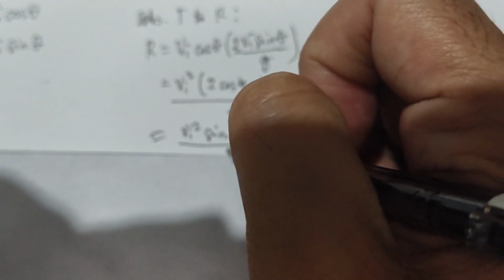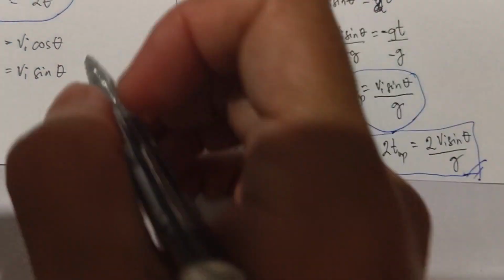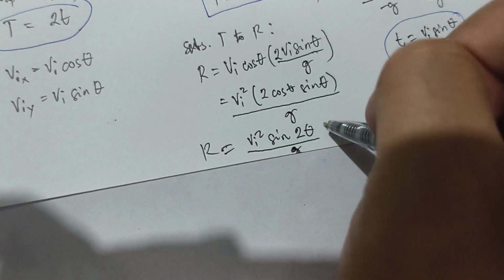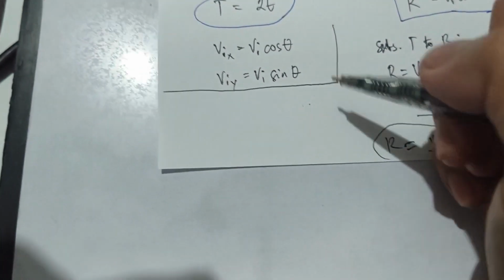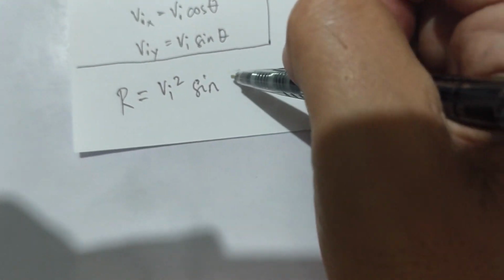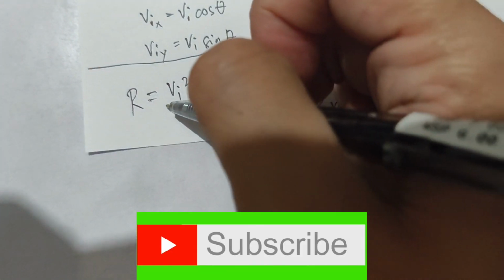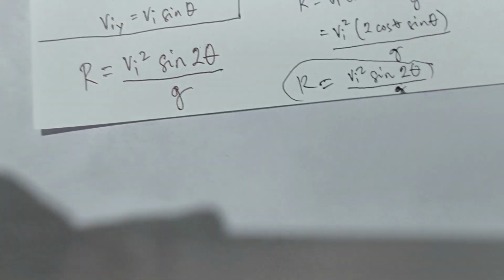is equal to r. Okay, so ayusin ko lang ha, itong part na to. Hindi na kasi makita eh. So, ito yan. R is equal to Vi squared sine of twice the angle over g.